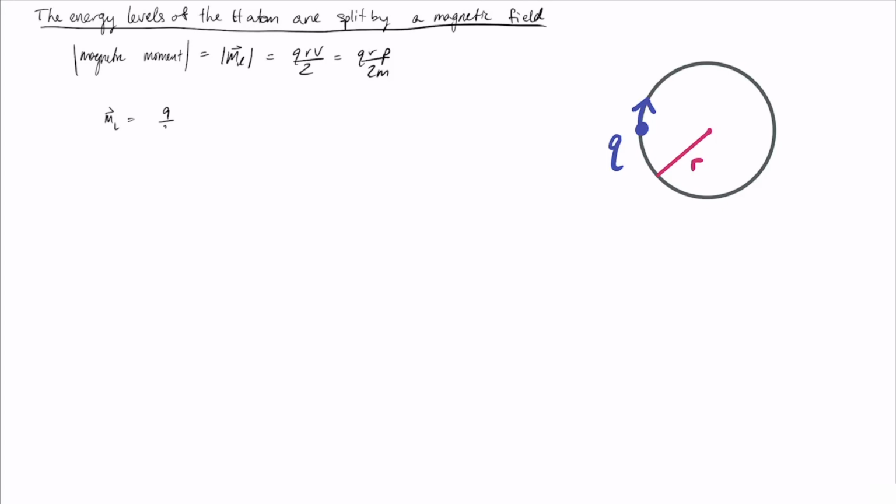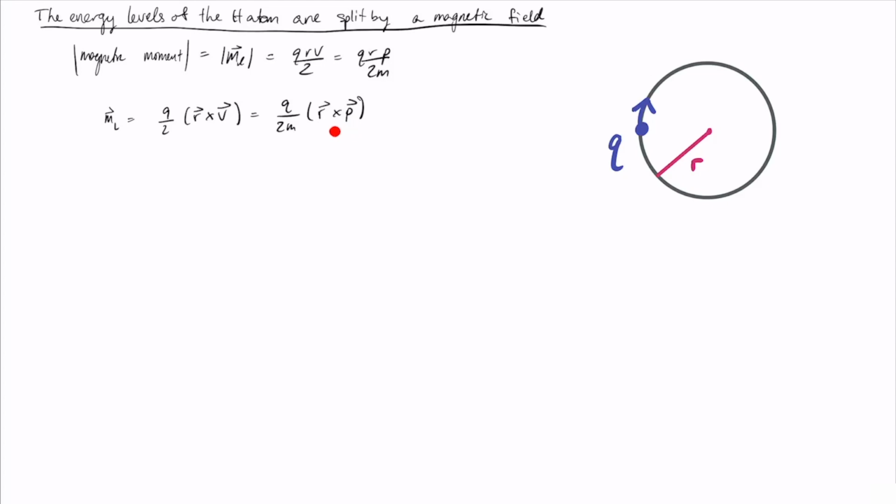And this vector is equal to Q over 2 times R cross V, where R is the vector that connects the origin to the particle, and V is the vector of the velocity of the particle. And this is a cross product here, right? So this produces another vector, and so the magnetic moment is a vector. Or again, we can write this using the momentum as Q over 2m R cross P, using the fact that the velocity is just the momentum divided by the mass.